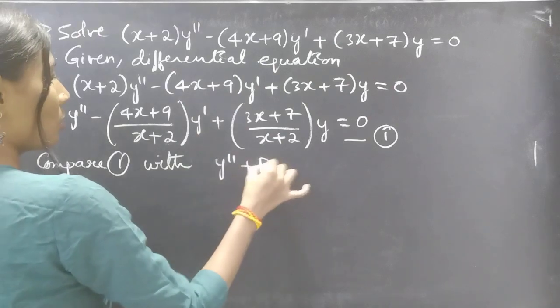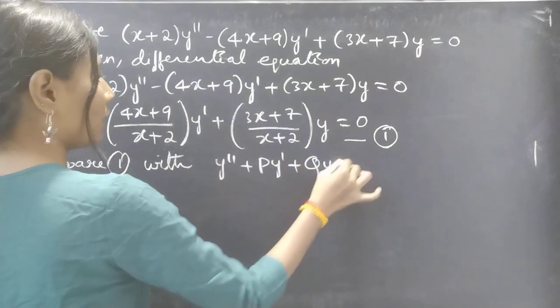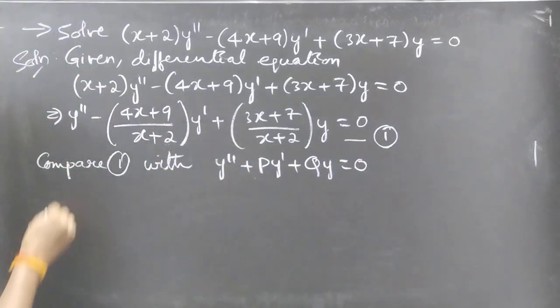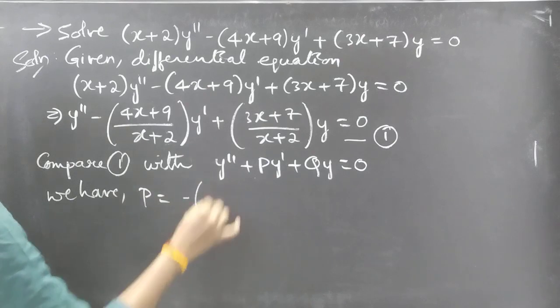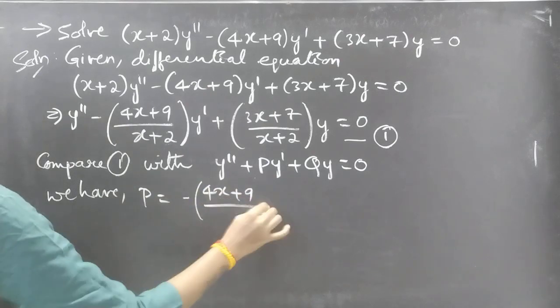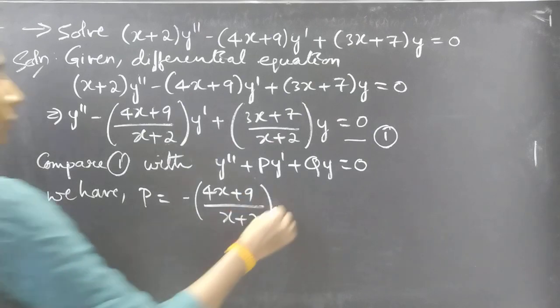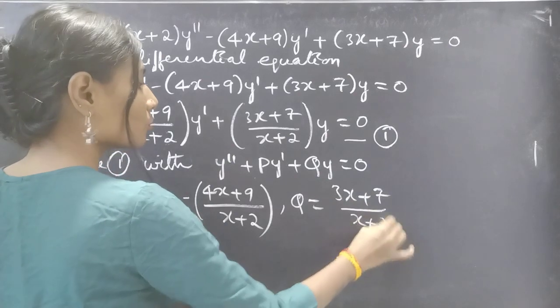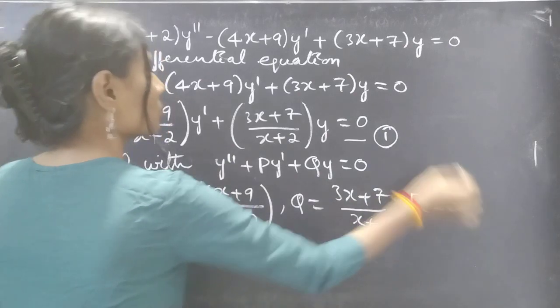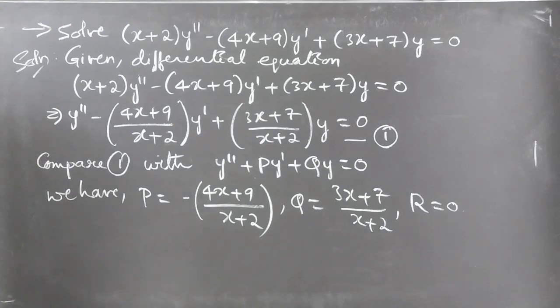y double dash plus p y dash plus q y equal to 0. Just by comparing these two, we have p equal to minus (4x plus 9) by (x plus 2), q equal to (3x plus 7) by (x plus 2), and r equal to 0. Now we need to find the part of the complementary function of our given equation using the inspection method.